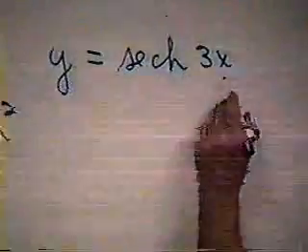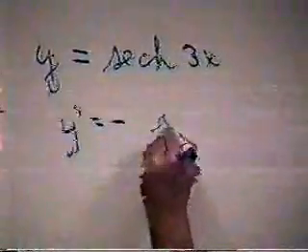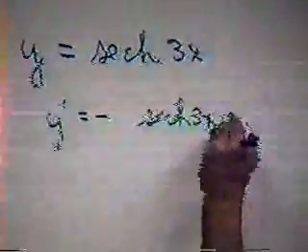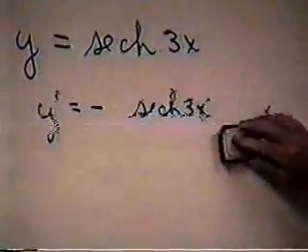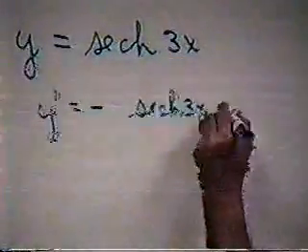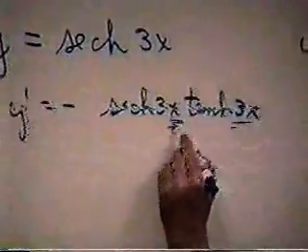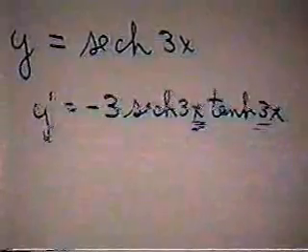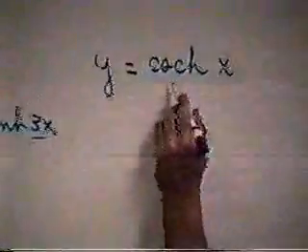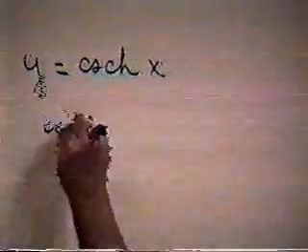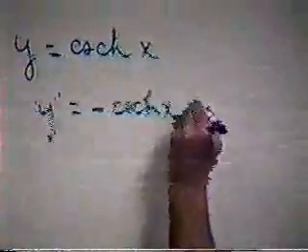Y is equal to hyperbolic secant, so y prime is equal to minus, I'm going to leave a space here, hyperbolic secant, hyperbolic tangent. Excuse me, let me rewrite that a little better. Hyperbolic tangent, then times the derivative of the angle, which is 3. Okay, and the last one there, the derivative of hyperbolic cosecant of x is minus hyperbolic cosecant, hyperbolic cotangent.